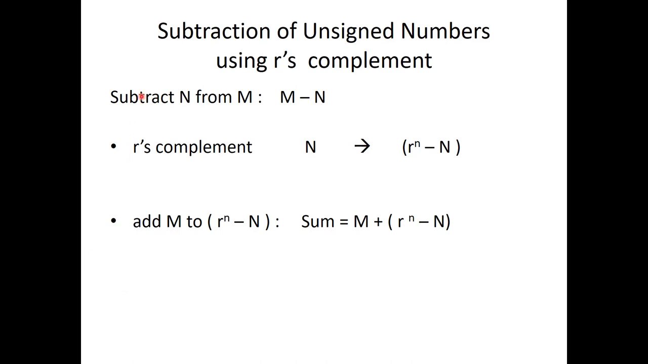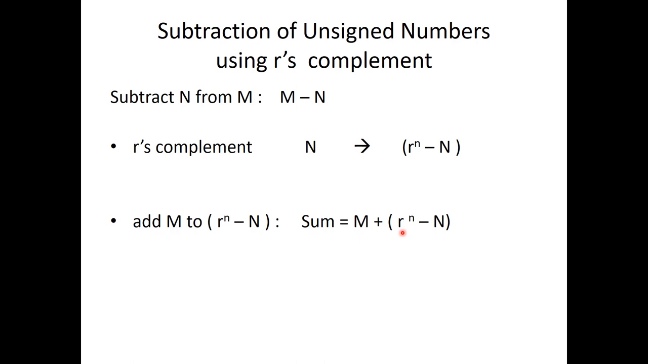So suppose we have to subtract a number n from a number m. So we want to calculate m minus n. What is the method of subtraction? You take the r's complement of n, the number which has to be subtracted, which is equivalent to r to the power n minus n, and then we add m to the complement of n. So the sum will be m plus r to the power n minus n.